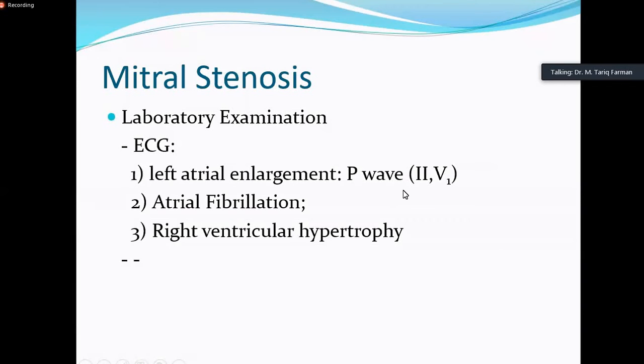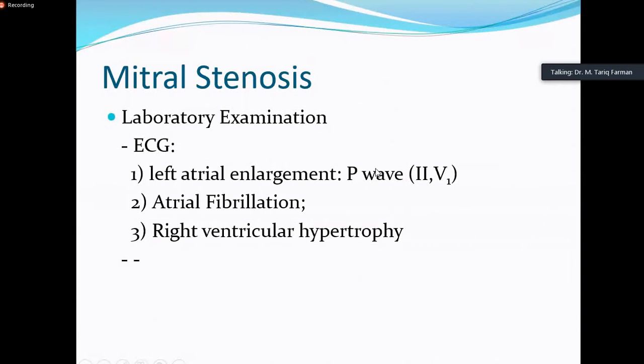And what are the best leads of the ECG to look at the P wave, the morphology of the P wave? The best leads are lead 2 and/or lead V1. So if you see lead 2, you will have a prominent P wave, right? Or if you look at V1, you will have a biphasic P wave.